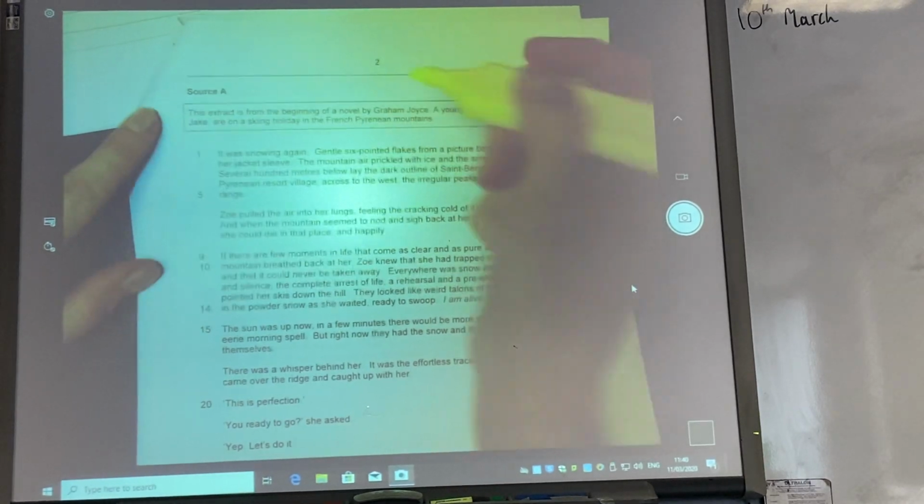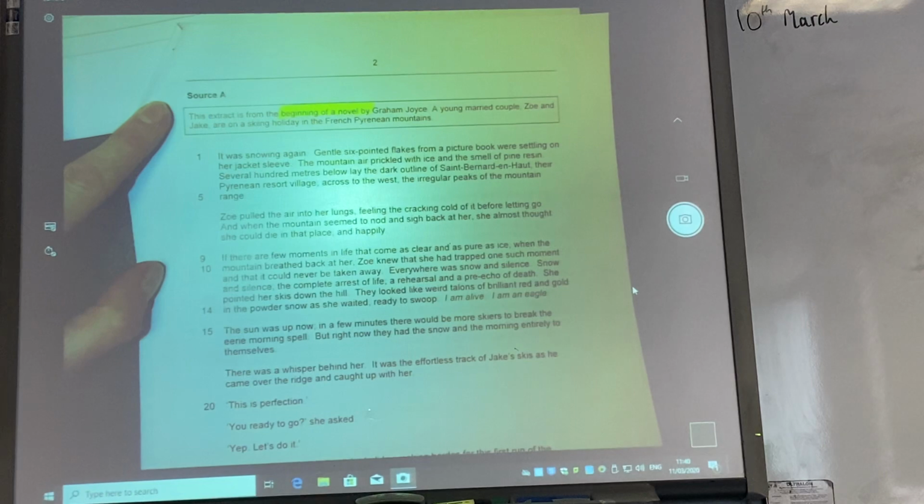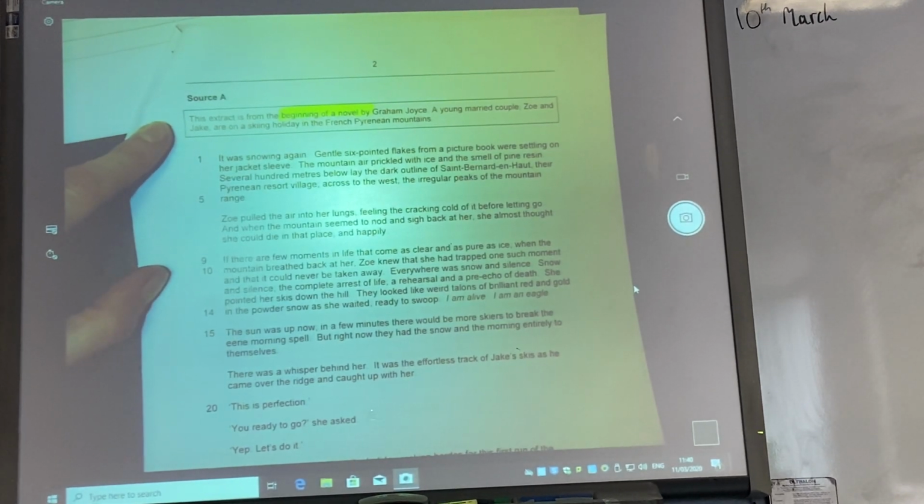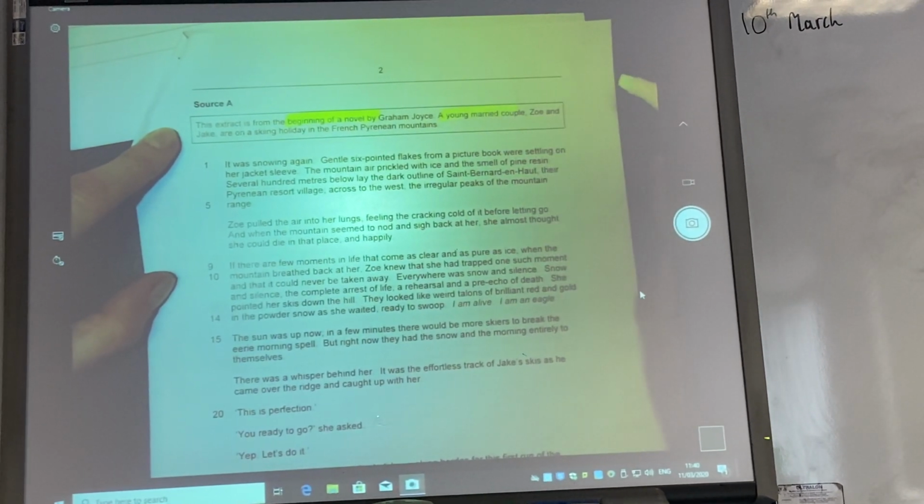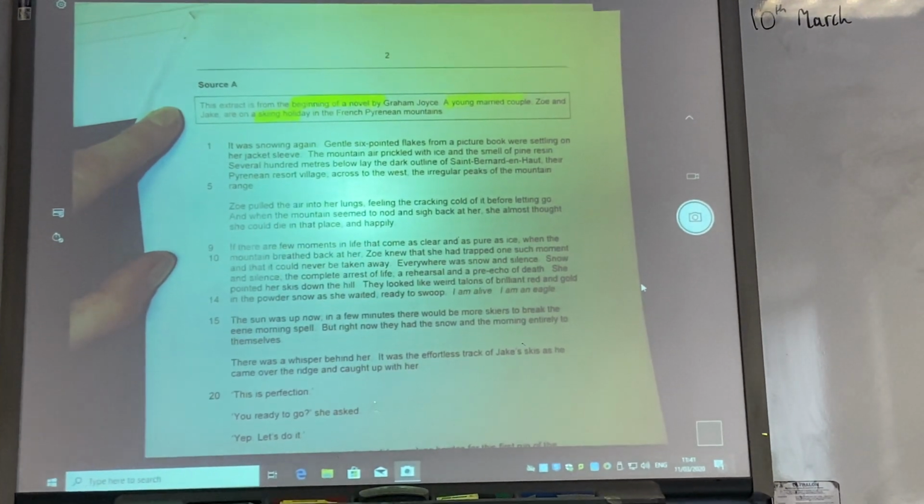This extract is from the beginning of a novel by Graham Joyce. A young married couple, Zoe and Jake, are on holiday, on a skiing holiday in the French Pyrenean mountains.